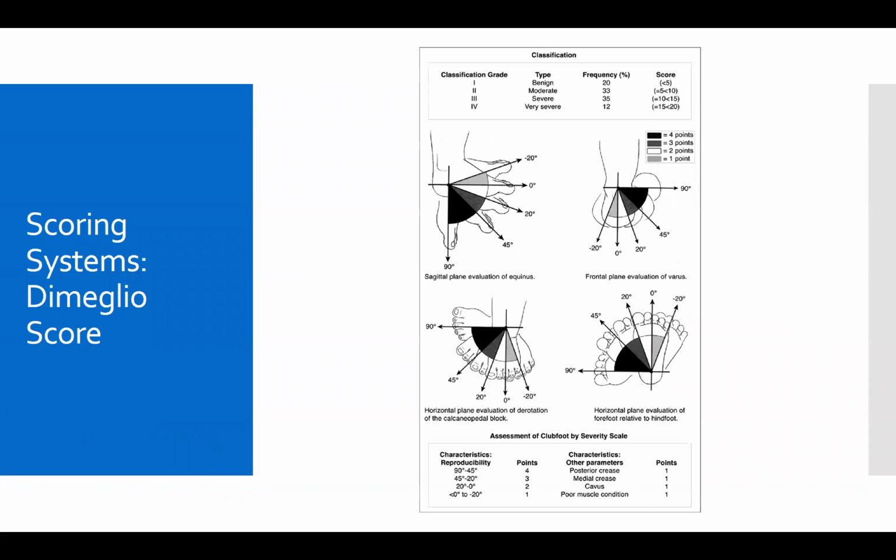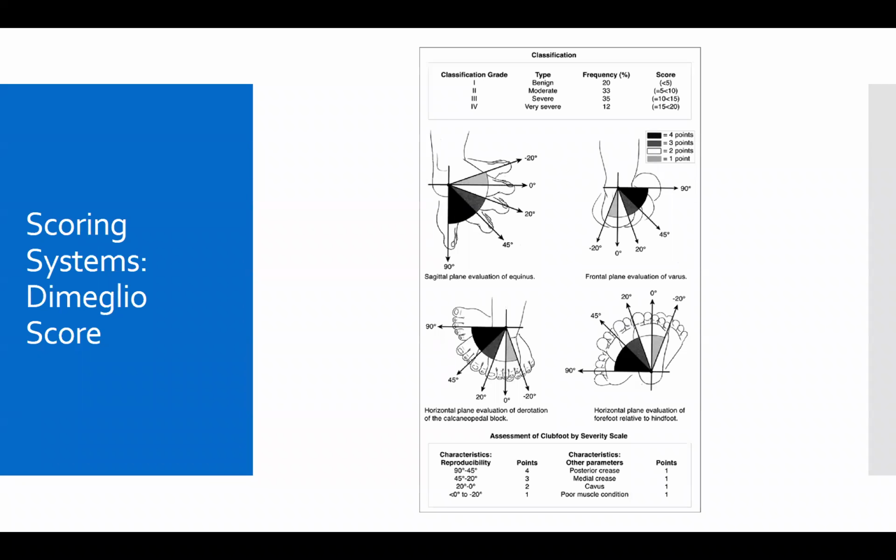The second system that I'm going to be reviewing is the Dimeglio score. This is another classification system that uses a 20-point scoring system, by assessing the residual deformity after we apply a gentle corrective maneuver. The severity of the deformity is then graded on a scale of 1 through 4. Grade 1 is typically our benign clubfoot deformity, which is 5 or less on the total score. Moderate clubfoot deformity is going to be 6 to 10. Severe clubfoot deformity is 11 to 15, and then we have a very severe clubfoot deformity, which is 16 to 20.